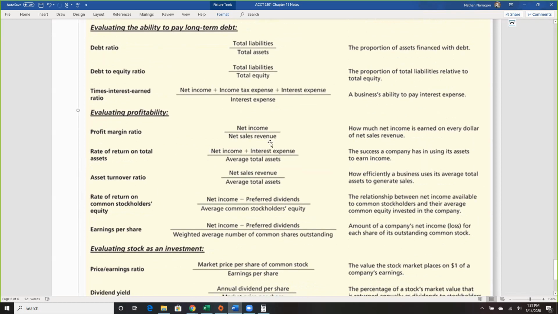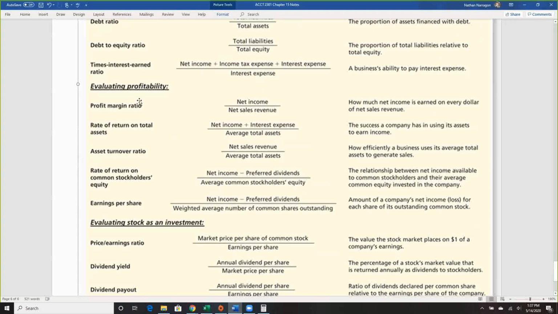We have profitability ratios, which of course includes profit margin. That's income divided by net sales, which actually is part of our vertical analysis, if you thought that. We have rate of return, the asset turnover ratio, which is, again, how efficiently a business uses its average total assets to generate sales.